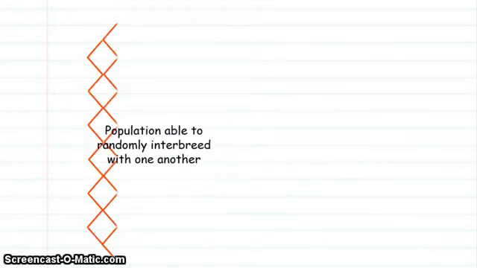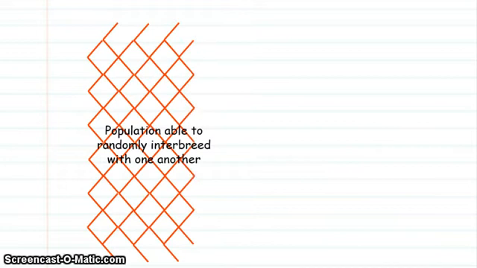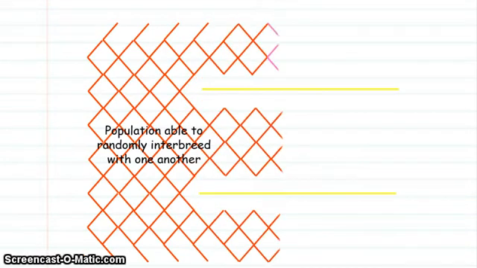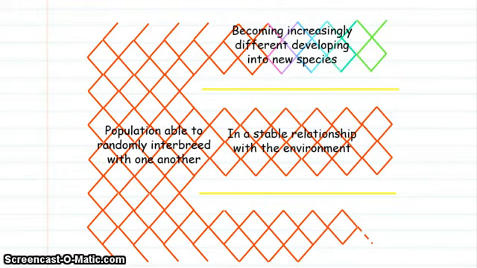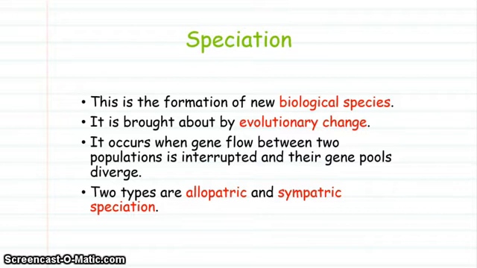So here's a little graphic to show us interbreeding individuals within a population. As time goes by, the organisms on the top level are becoming new species. In the middle, they're maintaining interbreeding and they're not becoming genetically different. They're in a stable relationship with the environment. Or at the bottom there, those individuals are moving towards extinction. So we know speciation is the formation of new biological species, brought about by evolutionary change.